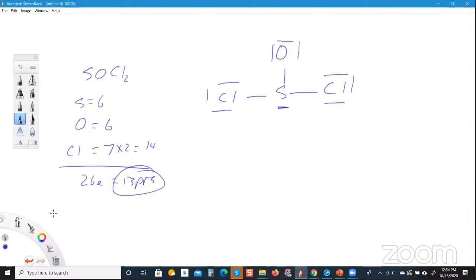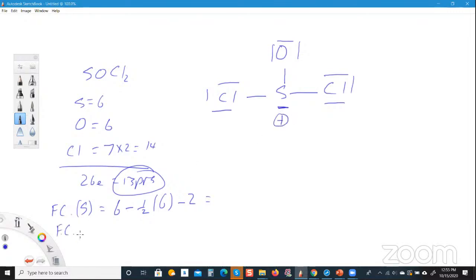Then we need to calculate the formal charges. Let me see if I can squeeze that down here. Let me start off with the sulfur. In the case of sulfur, it would be the group number, which is 6, minus half the number of bonding electrons, which would be 2, 4, 6, minus the number of non-bonding electrons, which would be 2. So that's 6 minus 3 minus 2. That gives you plus 1. So there will be a formal charge of plus 1 on the sulfur.